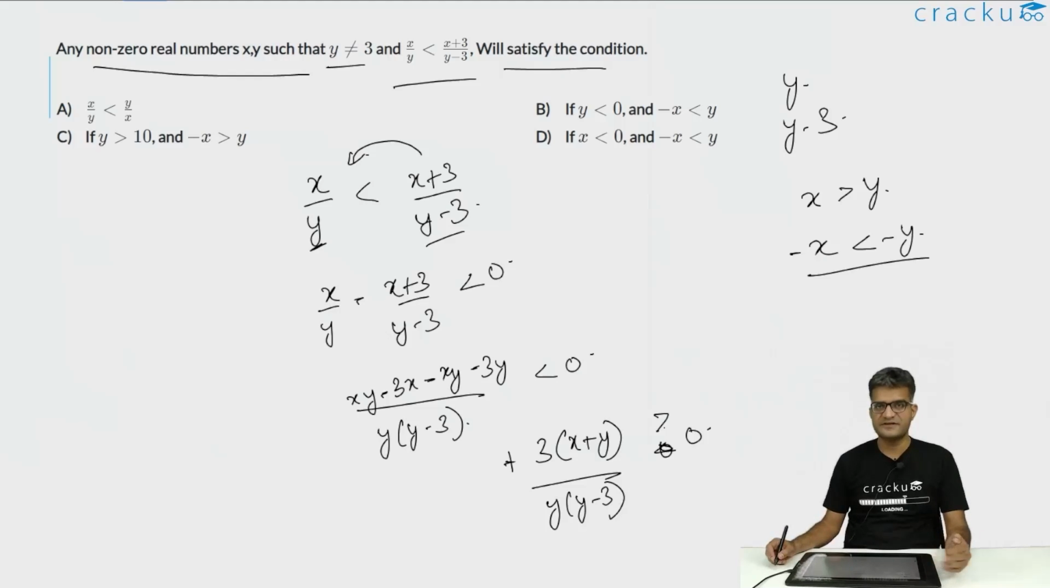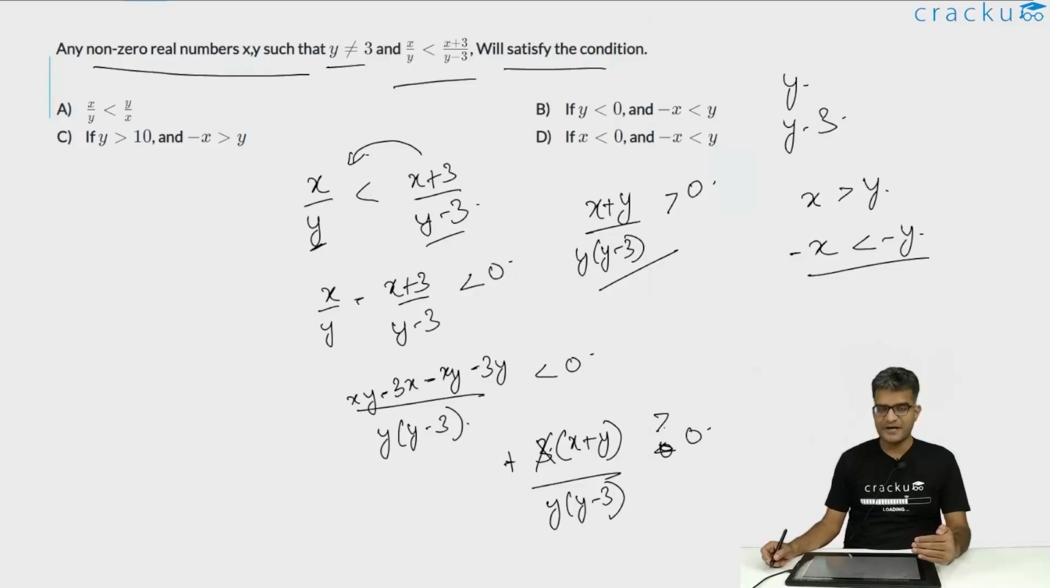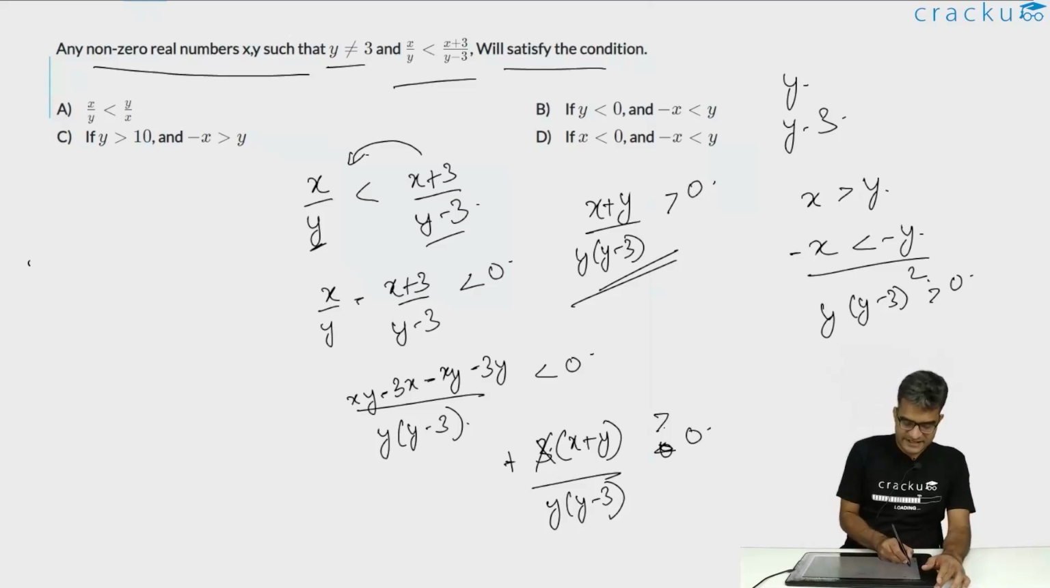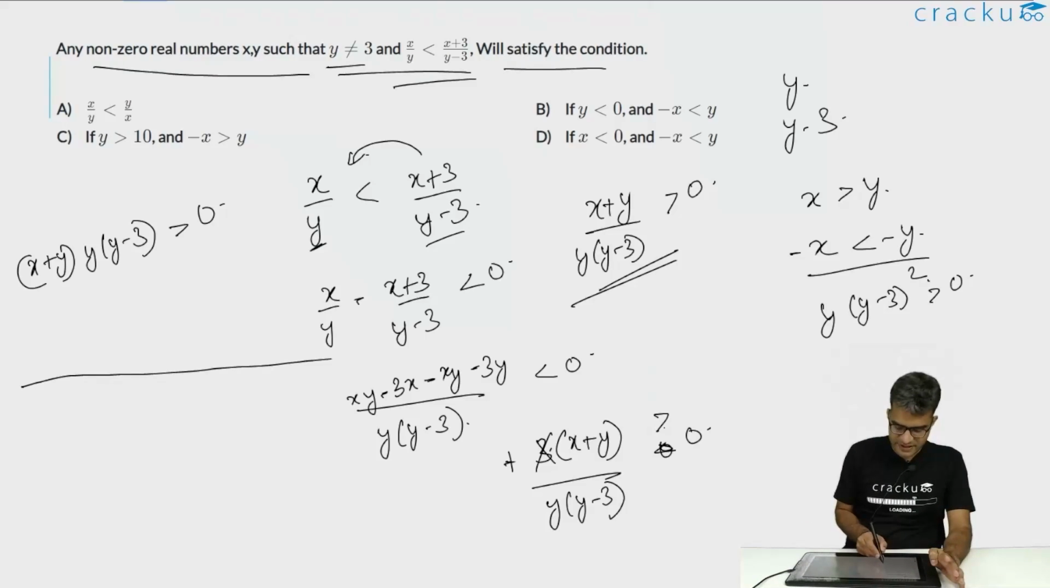Now divide both sides with 1 by 3. 1 by 3 is a positive number, so the sign of the inequality will not change. So essentially what we have is that x plus y divided by y into y minus 3 is greater than 0. Now you can multiply the left hand side and the right hand side with y into y minus 3 whole square, which is greater than 0. So essentially what we have is that x plus y into y minus 3 is greater than 0. This is the inequality that we have. Just by simplifying it and removing the denominators, we get this inequality. So let us draw a number line.